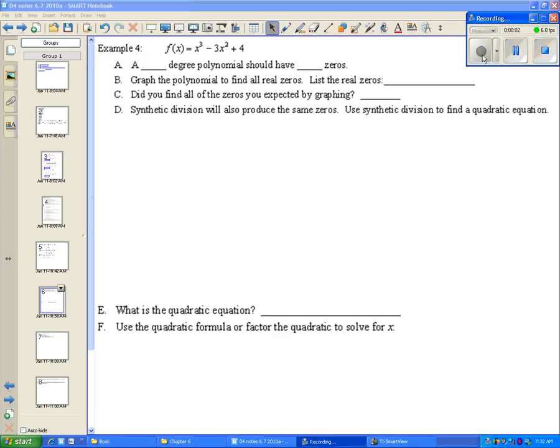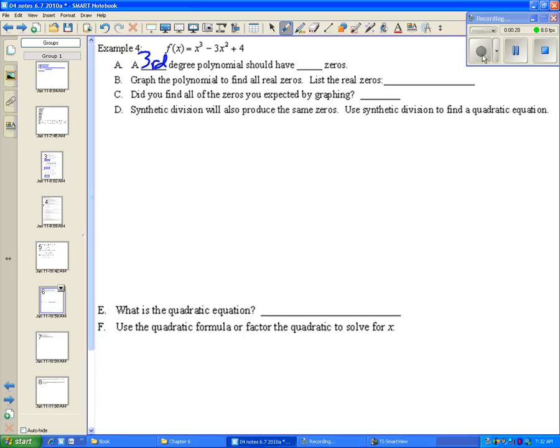The fundamental theorem of algebra, day 2. This is note 6.7. We're going to do the same process and make sure that we understand the same process. I have a third degree polynomial.